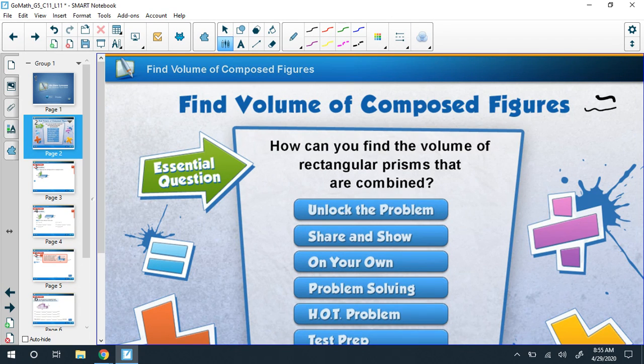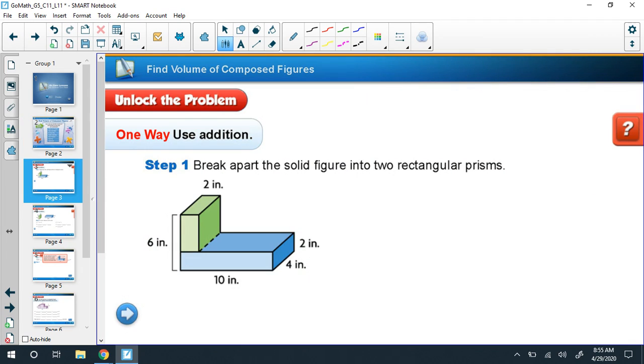Okay, today we are going to learn about finding the volume of composed figures. Here, our essential question is how can you find the volume of rectangular prisms that are combined? So let's take a look at our first one.